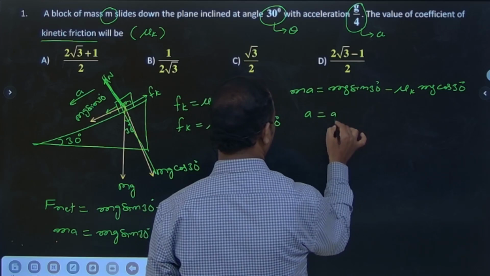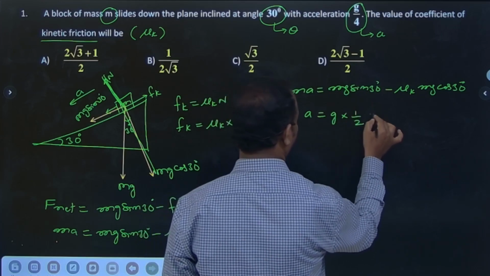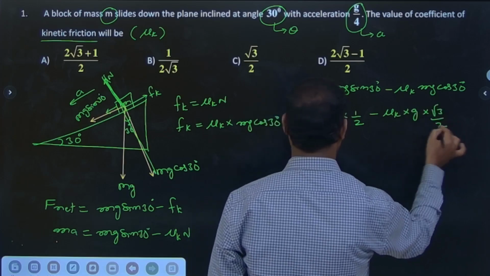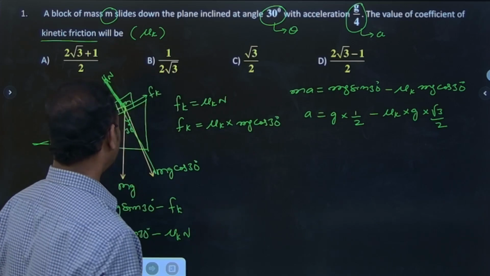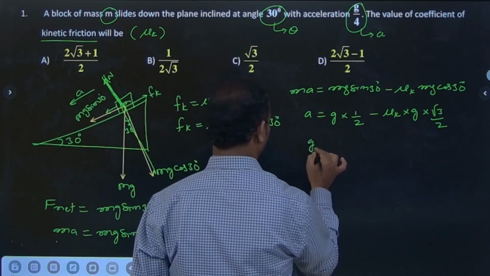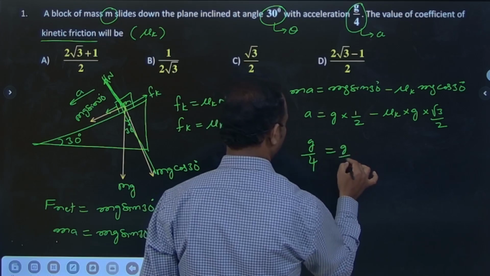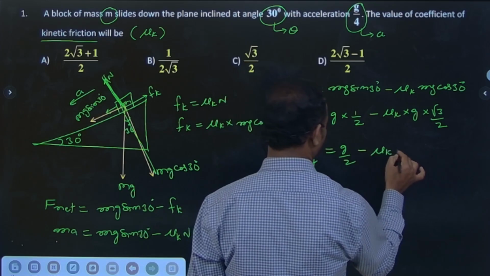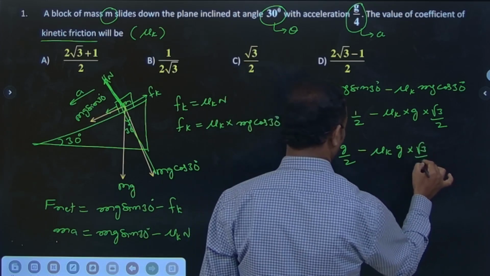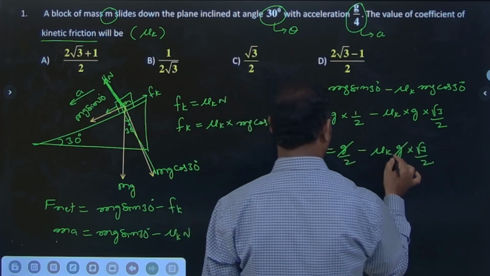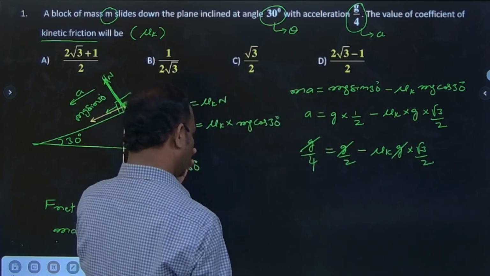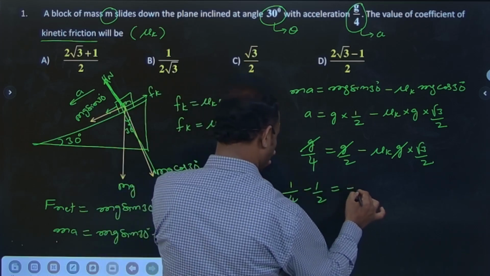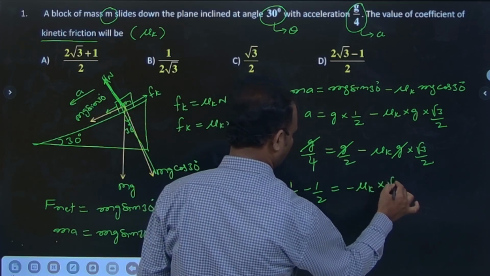That gives a equal to g into sin 30, which is 1 by 2, minus mu k into g into cos 30, which is root 3 by 2. The acceleration a is given as g by 4, so g by 4 is equal to g by 2 minus mu k into g root 3 by 2. The g cancels in all the terms, so that becomes 1 by 4 minus 1 by 2 is equal to minus mu k into root 3 by 2.